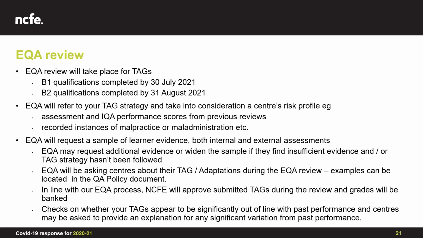The EQA will be discussing and asking centres about their tag process and adaptations during the review. The EQA will also want to see internal quality assurance records. This also applies for any tags for external assessments. Following a successful EQA review, NCFE will be able to approve the submitted tags and bank those grades, which is in line with our usual EQA process. There will be additional checks of the tags against past performance records. If the tag grades appear to be significantly different to past performance, then centres may be asked to provide an explanation for this variation.